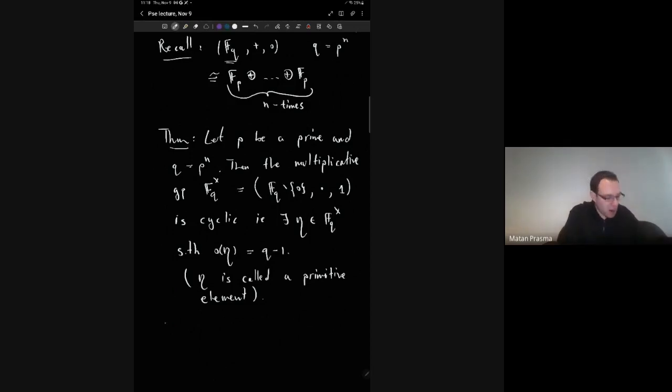Okay, so how do we go about proving this claim? Let n be the maximum of all orders of elements x in the field FQ. Or rather, in the multiplicative group FQ star.